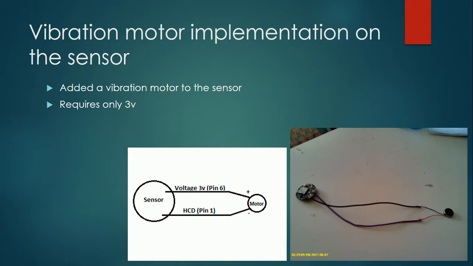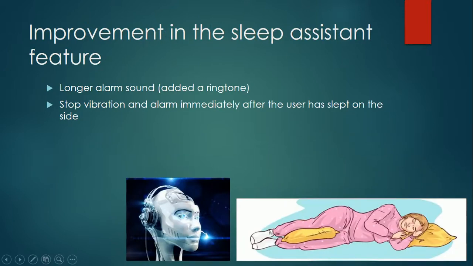For this project, I'm using 60% duty cycle and 2000 PWM, which means that the vibration motor uses 60% of the force and runs for 2 seconds. So I've made a longer alarm sound for the sleep assistant feature on my app. The improvement besides the longer alarm sound is that the sensor stops the vibration and alarm immediately after the user has slept on the side.